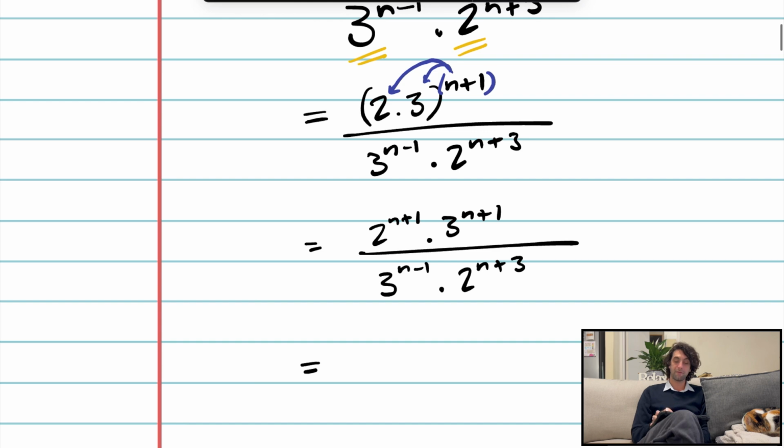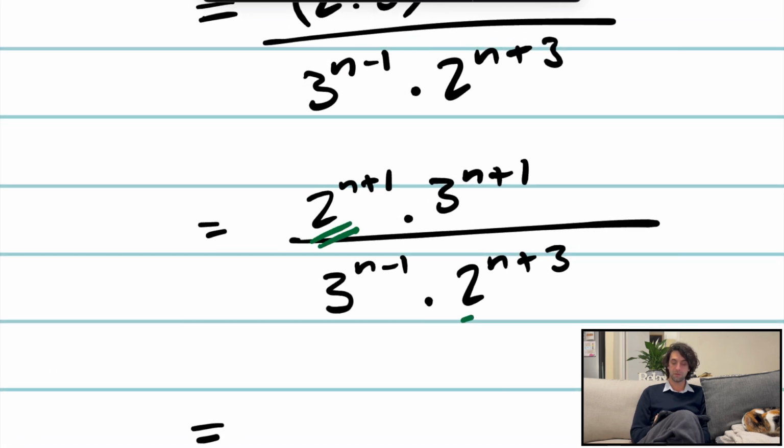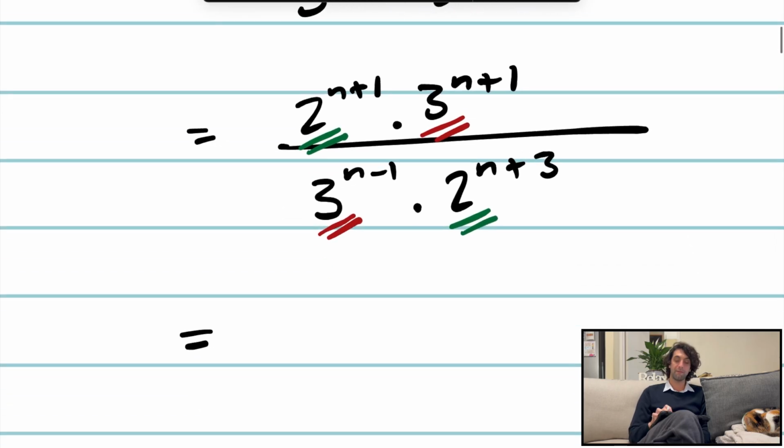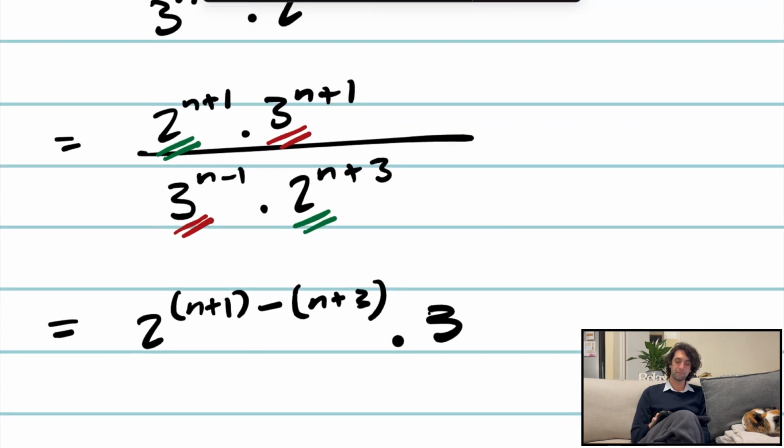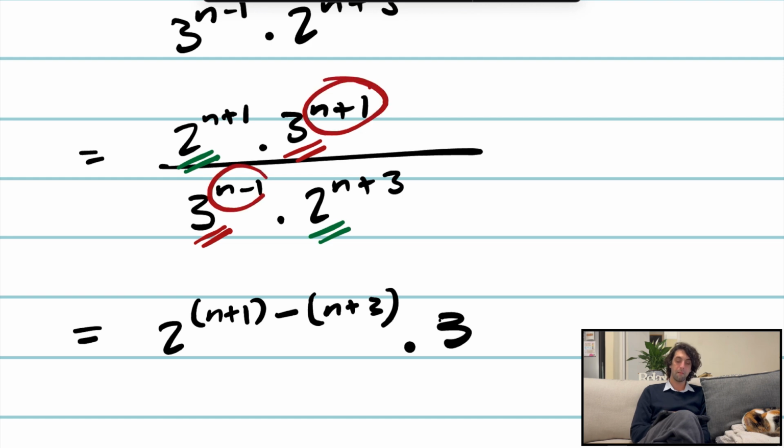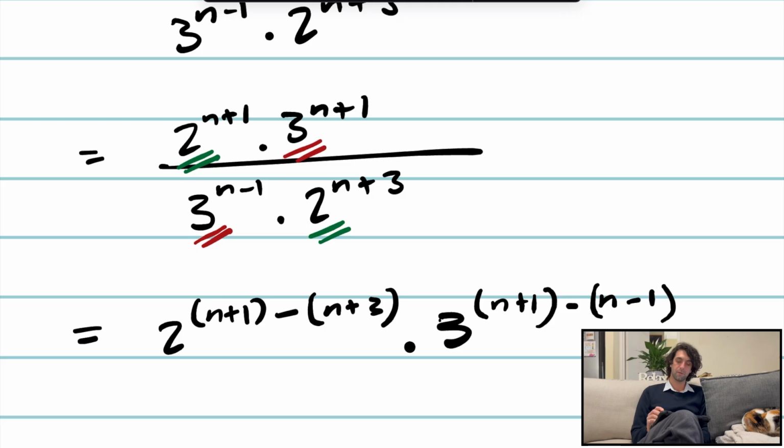Okay, and now I have two types of bases. I have my 2's and I have my 3's. So we're going to have two bases now. I'm going to start off with the 2's. At the top over here I have this n plus 1 minus this n plus 3, multiplied by, now my 3's, I have a 3, and this 3 has an n plus 1 minus an n minus 1. So that is n plus 1 minus n minus 1.